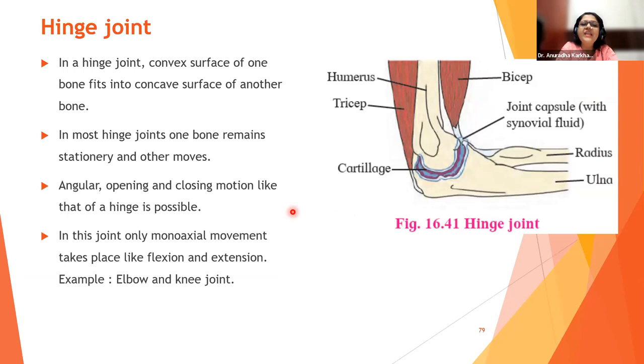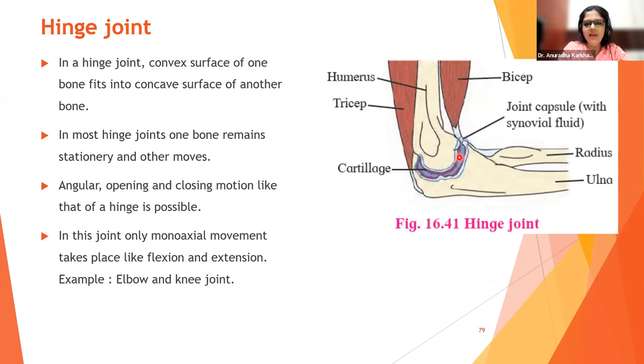Hinge joint. Hinge means what, beta? You can move a particular bone in only one direction, not in the opposite. Okay. In hinge joint, convex surface of one bone fits into the concave surface of the articulating other bone. So here you can see very clearly in this diagram, this is the concave surface. This is the convex of this bone. This is the concave of the other bone. So the convex and the concave are fitting perfectly into each other with a synovial cavity over here, right?